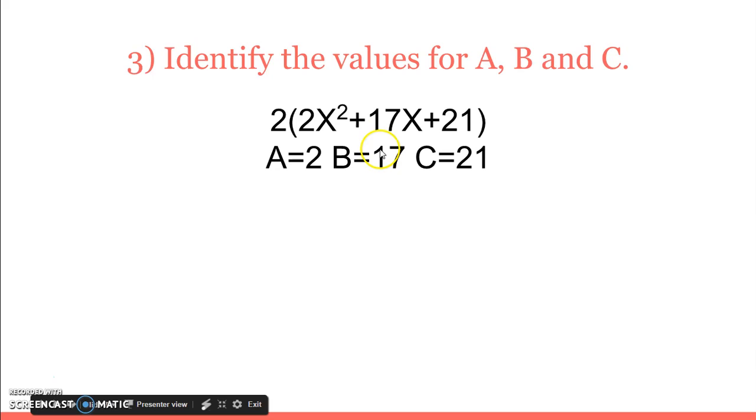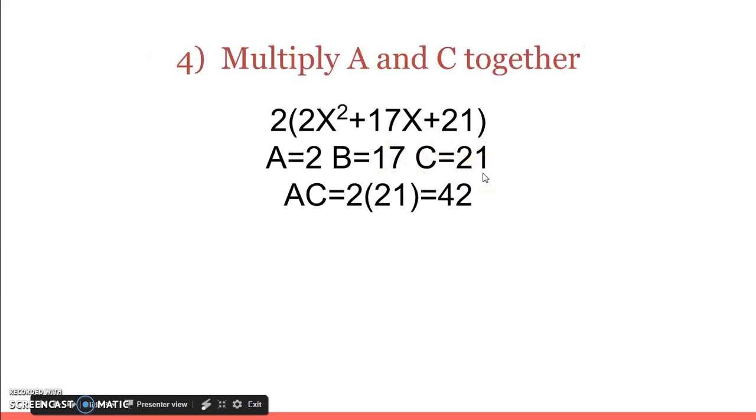The next part is to make sure we identify our a, b, and c from our general formula. So our a is going to be the value in front of our x squared. In this example, it's 2. And b is in front of our x, which is 17. And c is going to be our constant number, which is going to be 21 for this equation.